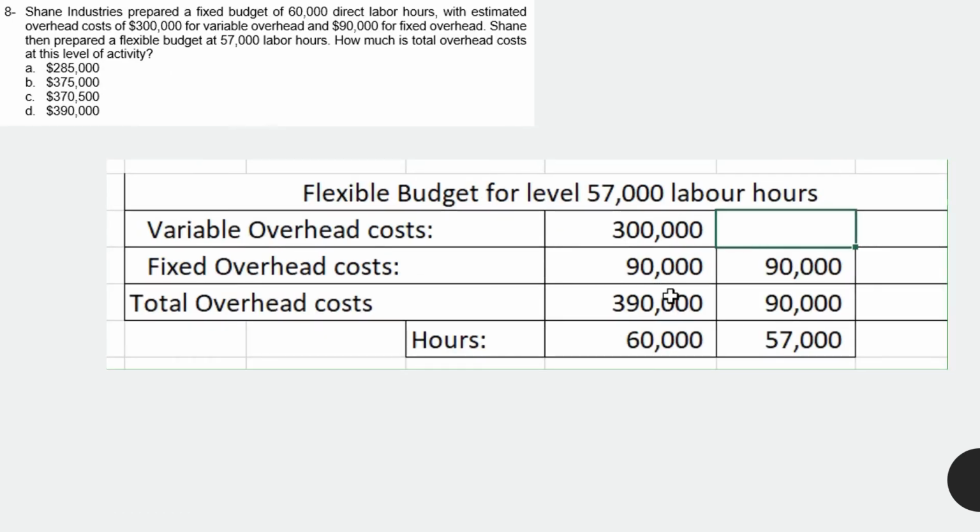Alright, in this situation we've got Chain Industries. They prepared a fixed budget based on 60,000 hours, giving us variable overhead of $300,000, fixed overhead of $90,000, for a total overhead of $390,000. What we're asked to do is determine what the budget would be based on 57,000 hours instead of 60. So in this case we would take our variable overhead costs divided by the number of units times the revised number of units, being 57,000 hours. So our total variable overhead cost budget would then drop to $285,000 plus the fixed $90,000 for a total of $375,000, being option B.